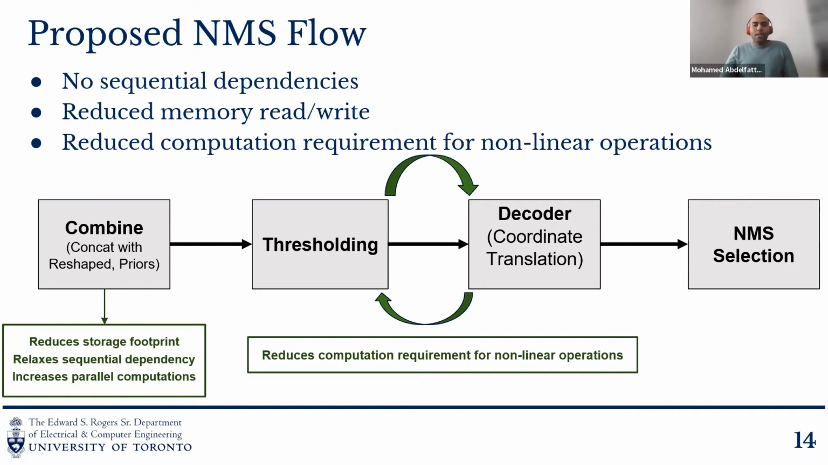The second thing is that the ordering of operations has been changed such that the thresholding stage is performed before the decoding stage. And this significantly reduces the amount of computation, because after the thresholding, we wind up with a much lower number of boxes that we can now do those nonlinear operations on without it being so expensive.